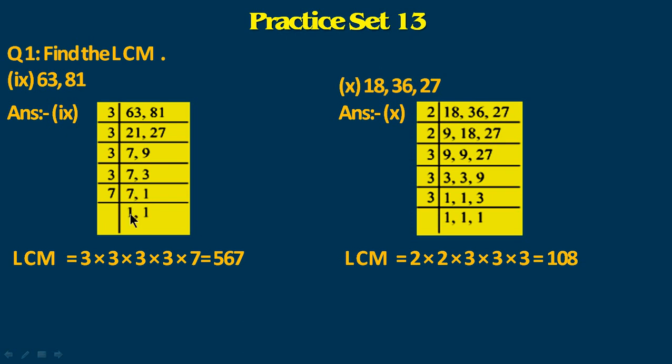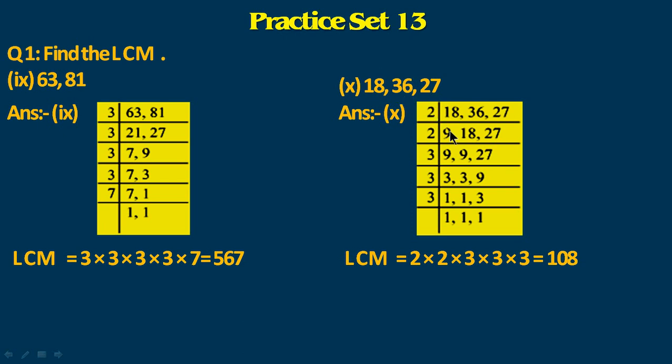So the end is 1. Now the LCM is 3 multiplied by 3 multiplied by 3 multiplied by 3 multiplied by 7, which is going to give you 567. The next sum 18, 36, 27.